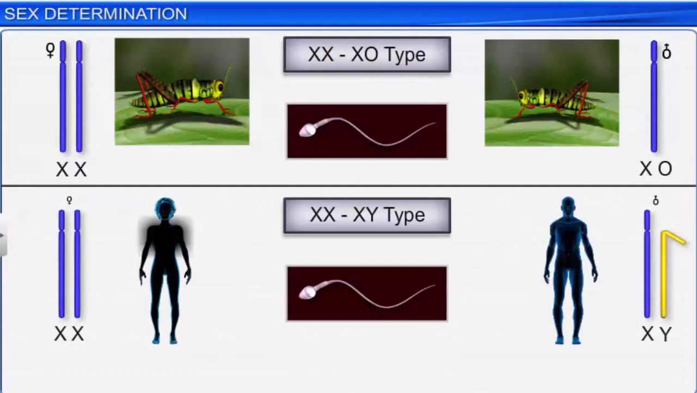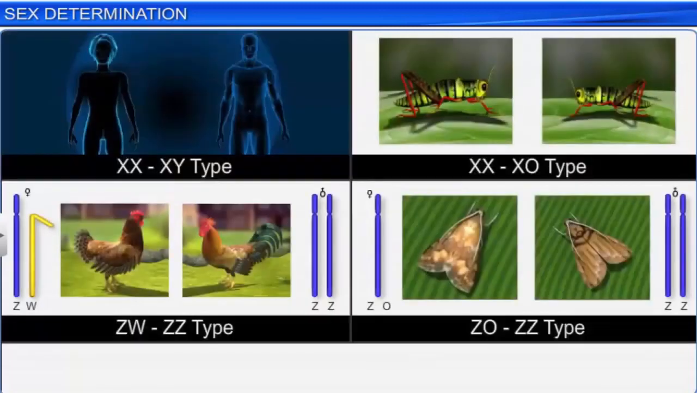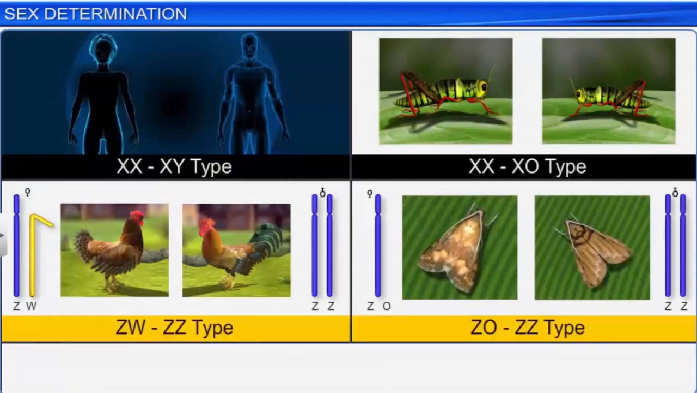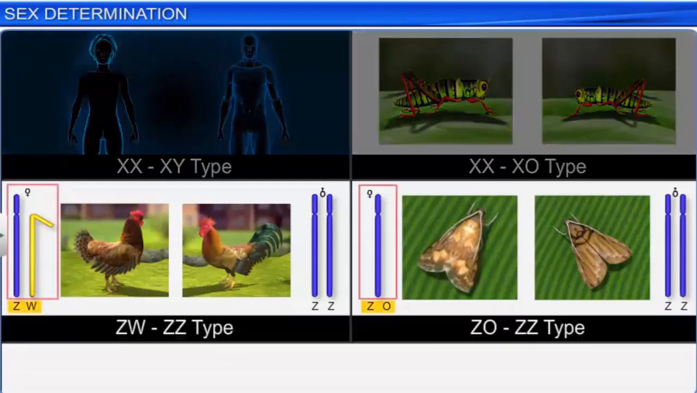Therefore, we have seen that in both the XX-XY and the XX-XO mechanism of sex determination, it is the genetic makeup of the sperm that determines the sex of the offspring. Such a system of sex determination is known as male heterogamety. However, there are also several organisms in which the mechanism of sex determination is female heterogamety. That is, two different types of gametes pertaining to the sex chromosome are produced by the female.